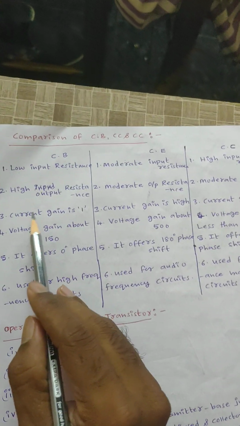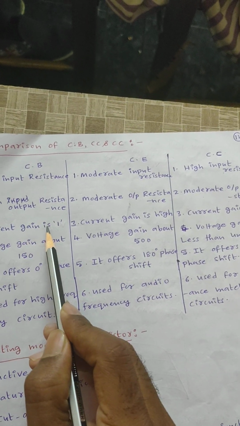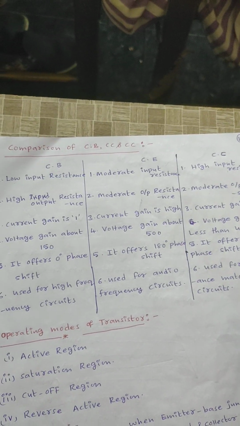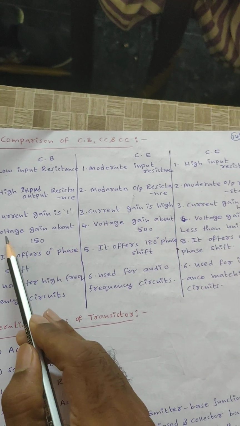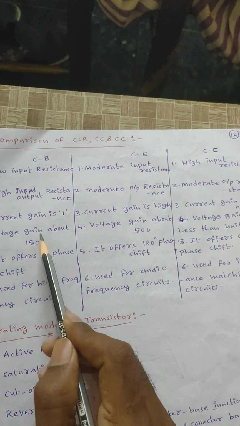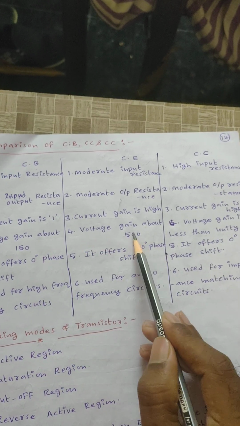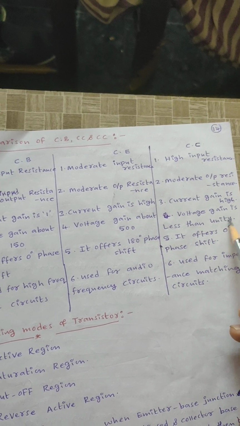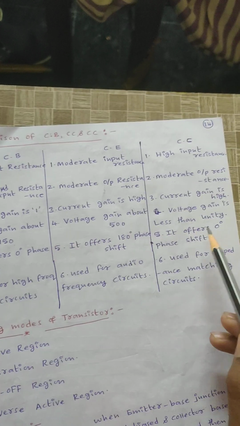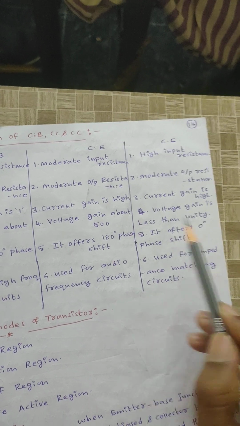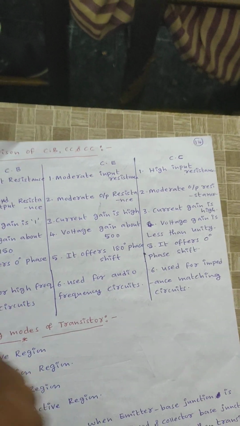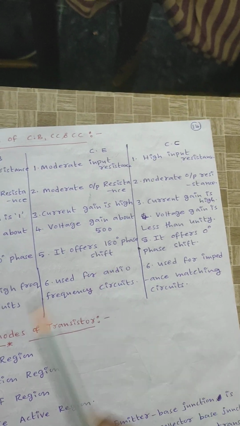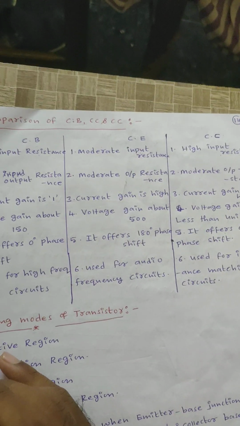Next, here current gain is unity, here current gain is high, and here current gain is high in case of common collector configuration. Similarly, voltage gain is about 150, voltage gain is about 500, and voltage gain is less than unity. Common base and common collector configurations offer 0 degrees phase shift between input and output, whereas common emitter configuration offers 180 degrees phase shift from input to output.